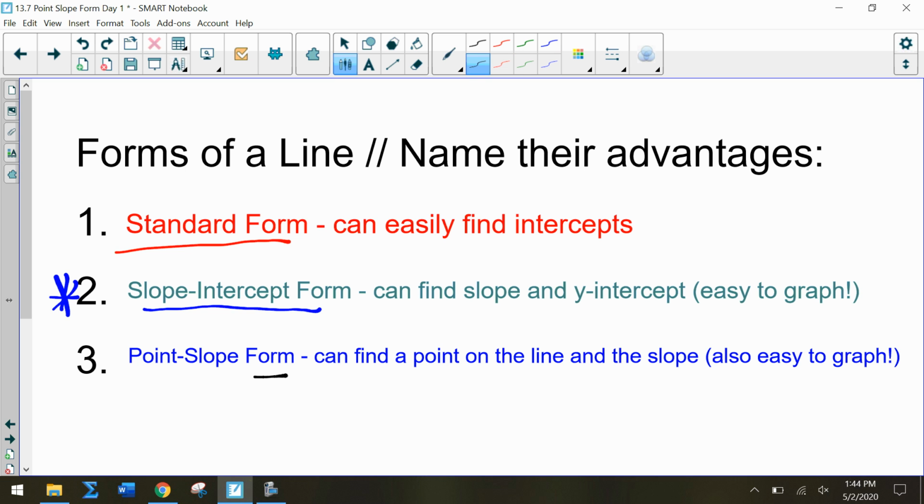And then for point slope form, we can find a point on the line and the slope. This is also easy to graph. So if we plot any point and we know the slope, then we can plot this line anywhere on the graph. So as long as you have one point and the slope, you can graph that line.